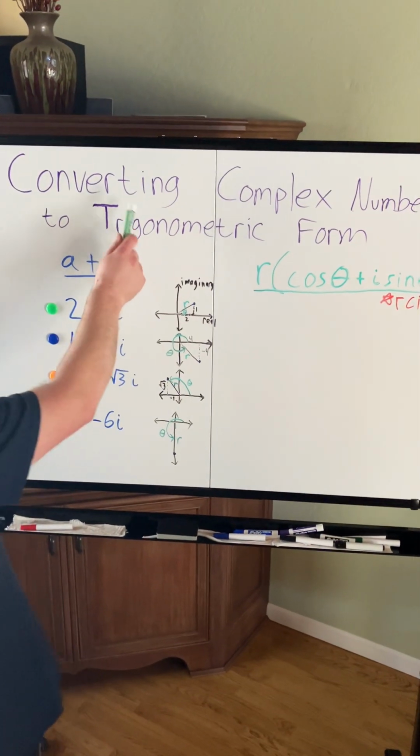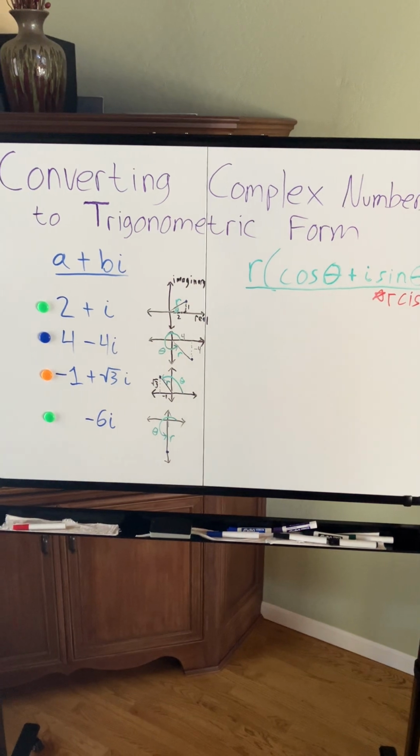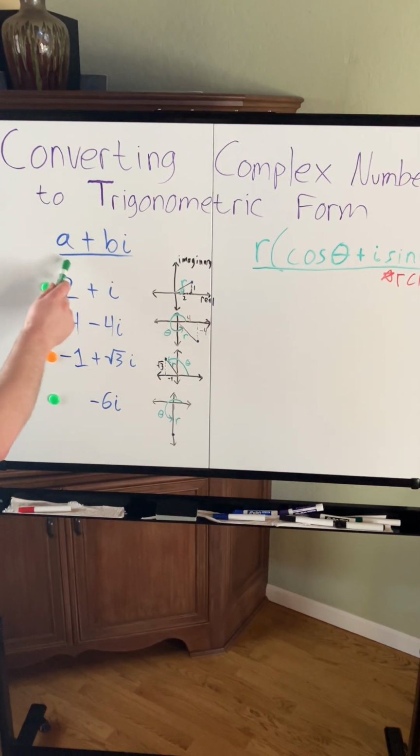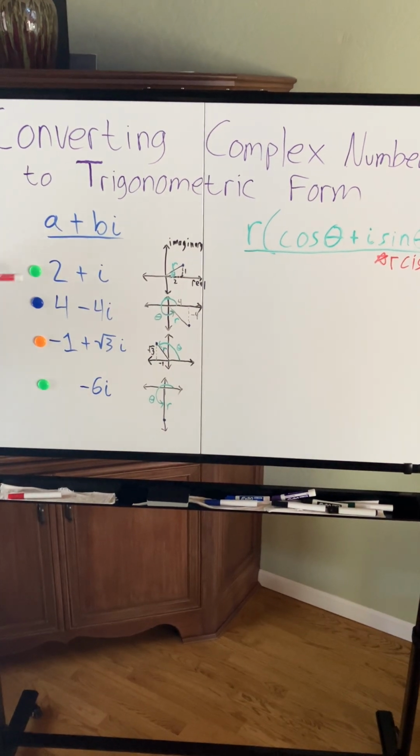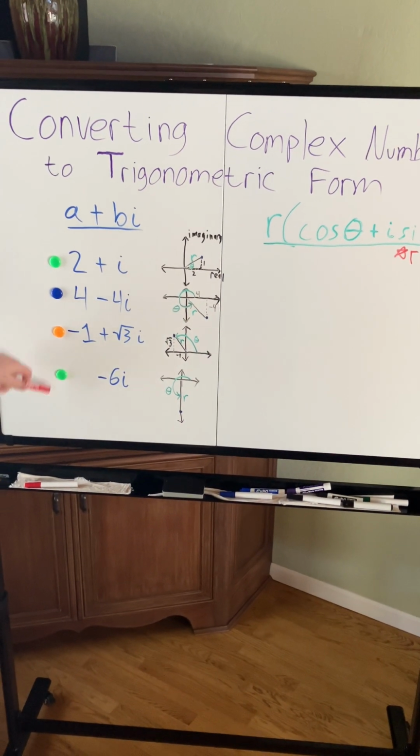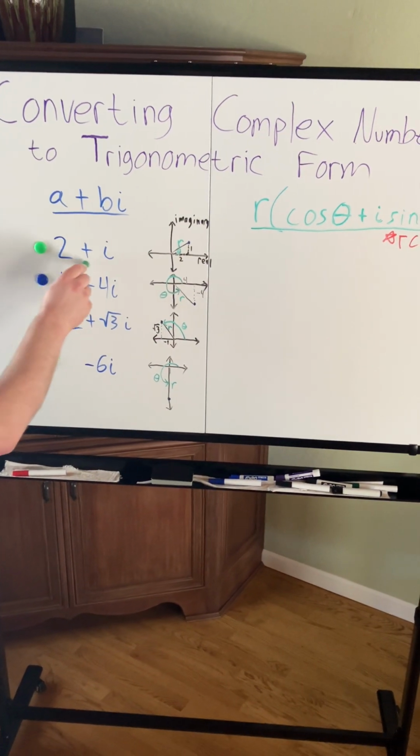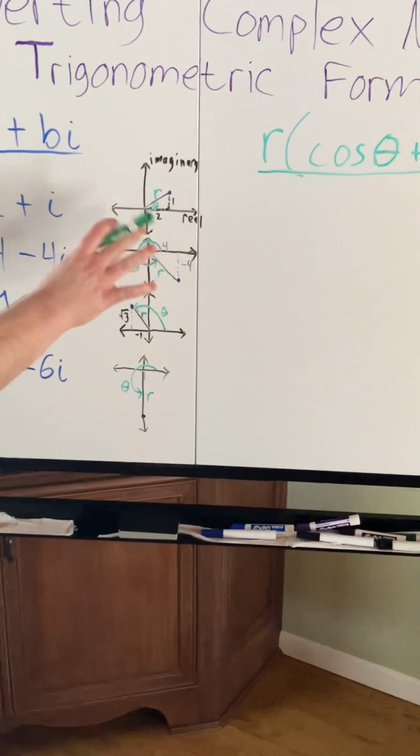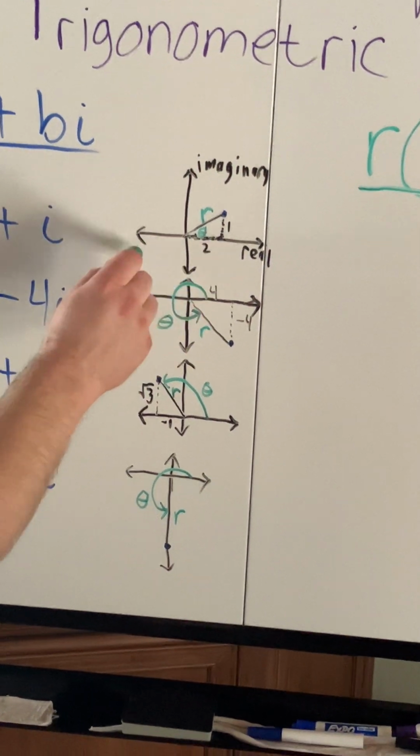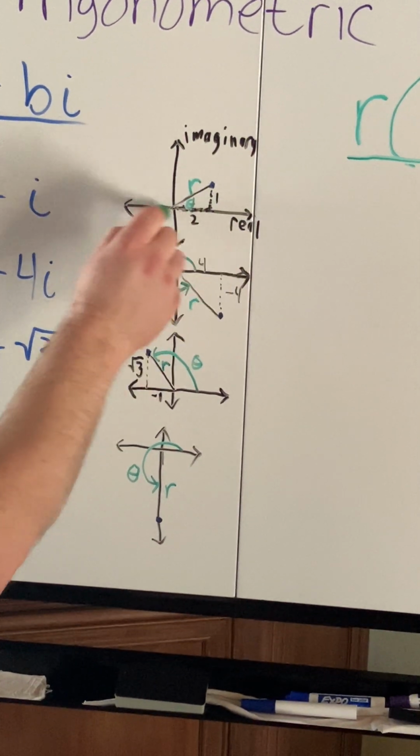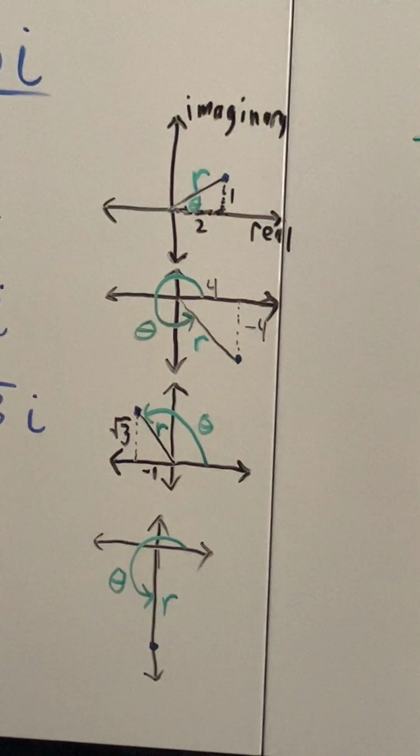All right, when converting complex numbers to trigonometric form, that means you're taking a complex number, which means in this form here, a plus bi. Here's some examples of what we would call complex numbers. And that just means that they are being displayed visually or graphed in the complex number plane, which means this is our real number axis and this is our imaginary number axis.